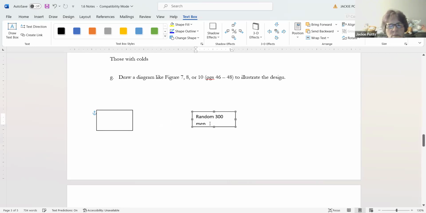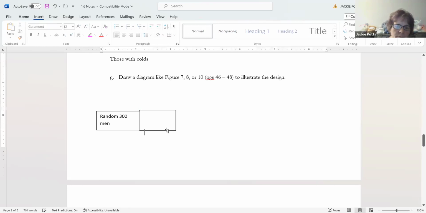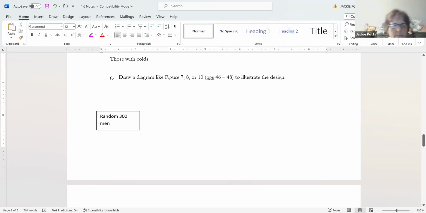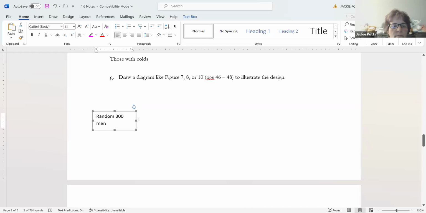Who are our subjects? It's the 300 men. Remember, it said 300 men, right? That was our decision. I could put into that initial box the ages 25 to 29, but for room on this page, I'm keeping it small. But it's the initial 300 men.